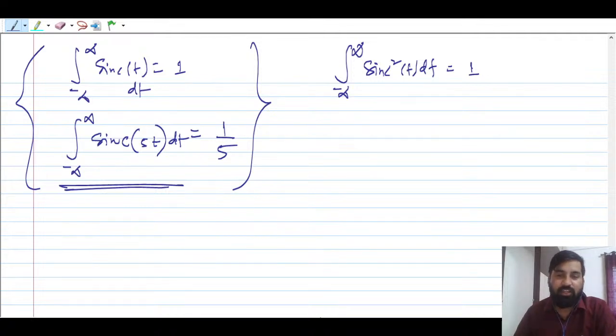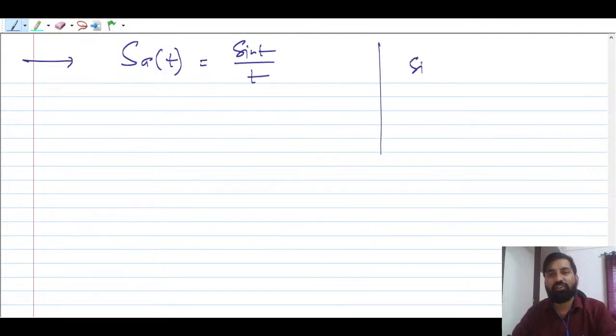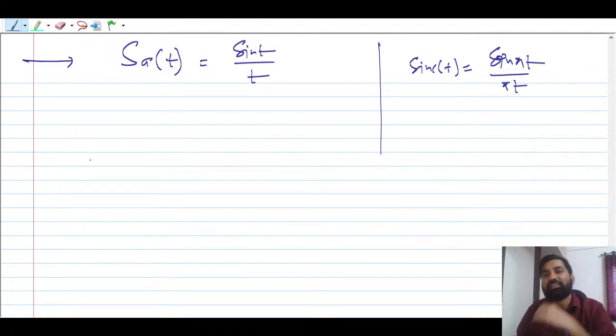So this is one concept, the sinc function, and there is one more function called the sampling function, SA of t. Sampling of t looks like sine t by t. I told you sinc of t is sine pi t by pi t, and SA of t looks like sine t by t. What is the difference here? There is no pi here, but here pi is present.